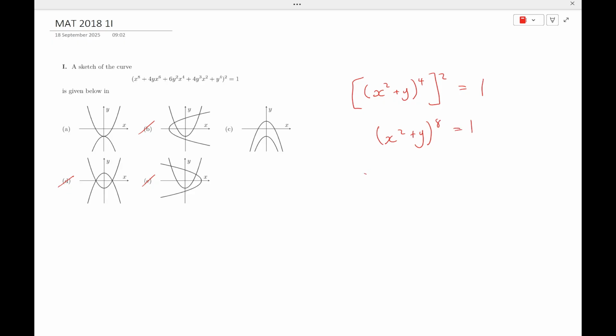That means that either x squared plus y equals 1, which implies that y equals 1 minus x squared, or x squared plus y equals minus 1, which means that y equals minus 1 minus x squared. And that tells us straight away that we've got C, because both of these are parabolas that approach negative infinity, so we've got rid of that one, so it has to be C.